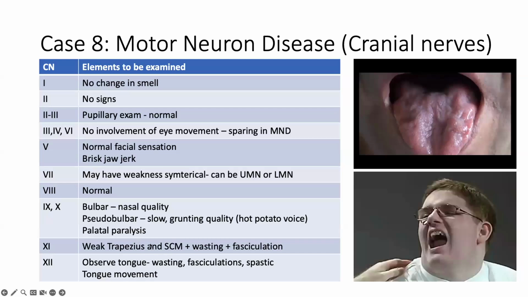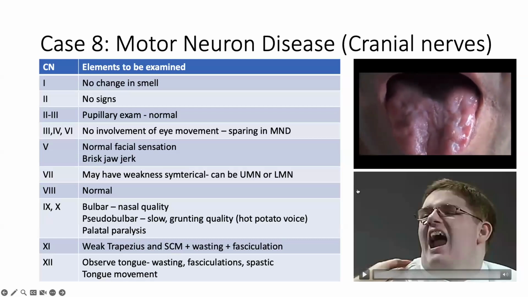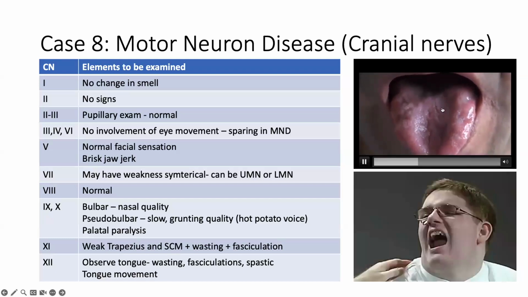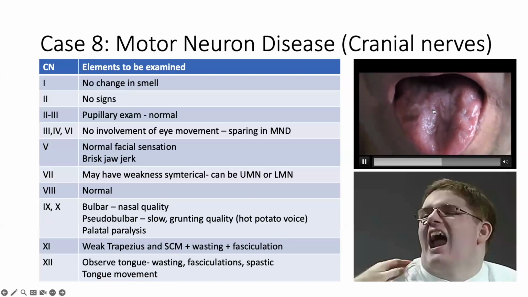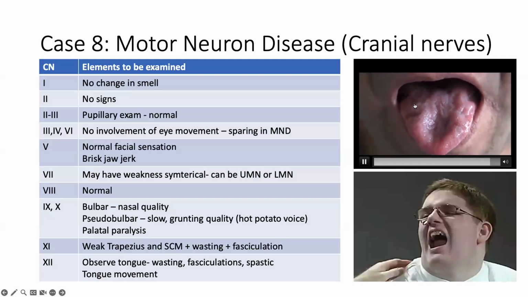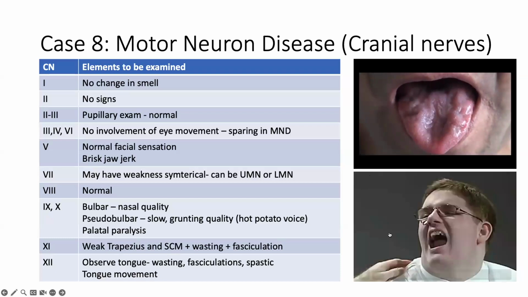Always test the trapezius and sternocleidomastoid. They can have wasting and fasciculations, and observe the tongue as well. So this is a tongue fasciculation. Just look at that. It's not just fasciculation, it's also wasting actually. So there's a lot of tongue wasting. Just look at your tongue and compare yours to this person's tongue. You'll appreciate the degree of atrophy that this patient has.